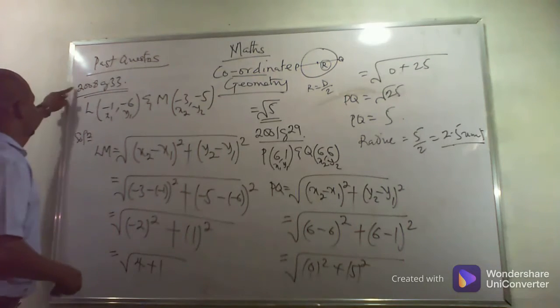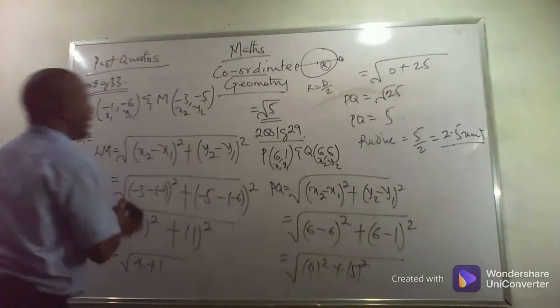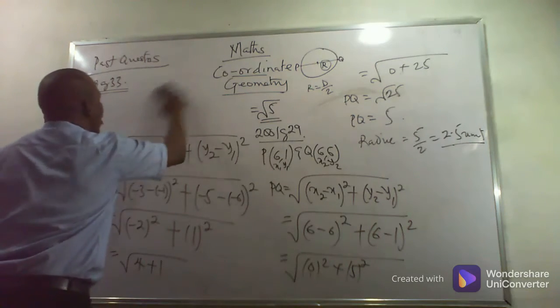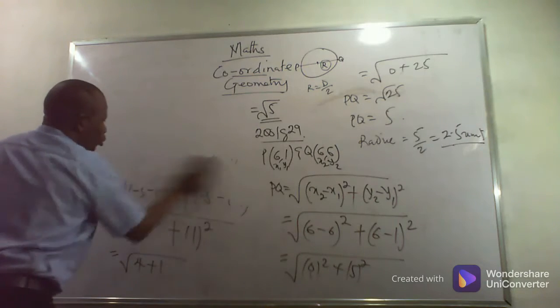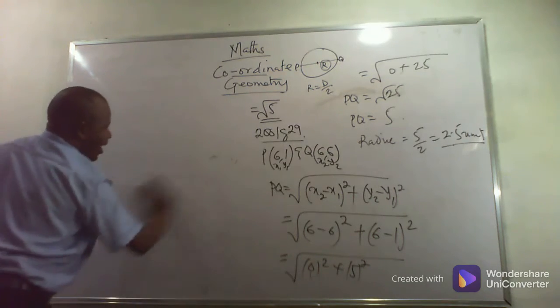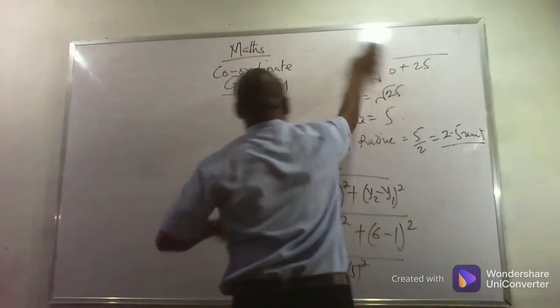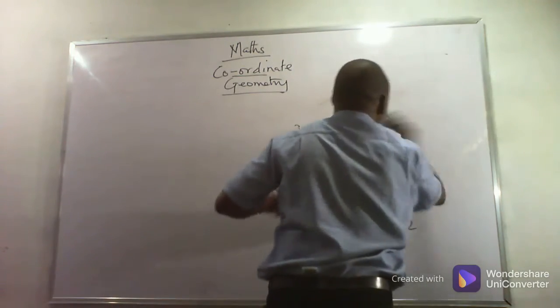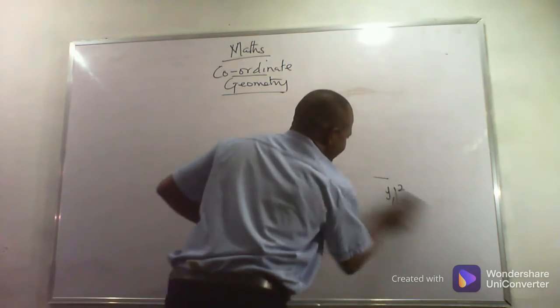We have solved 2008 question 33. We have solved 2001 question 29. So let's solve more questions. I promise 4. I have solved 2. So let me solve the other 2 questions that I picked at random from the JAMB pack.